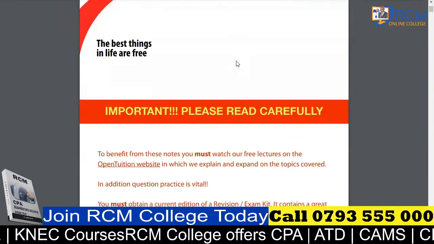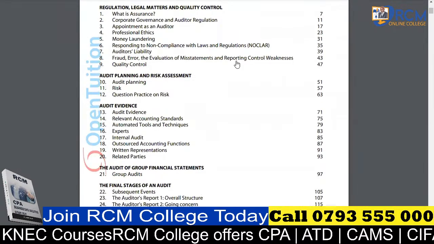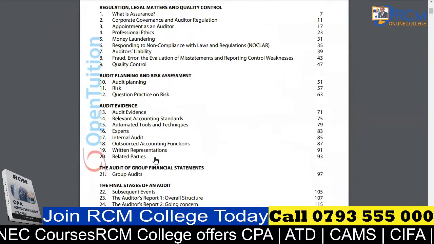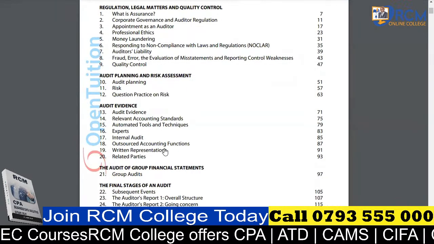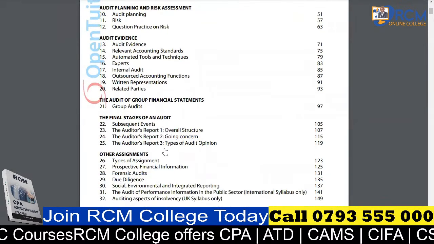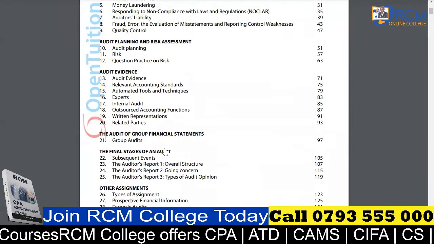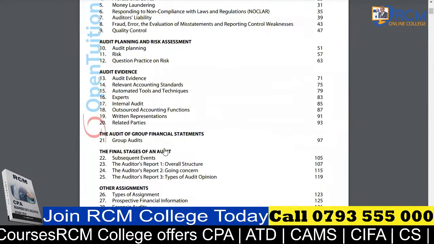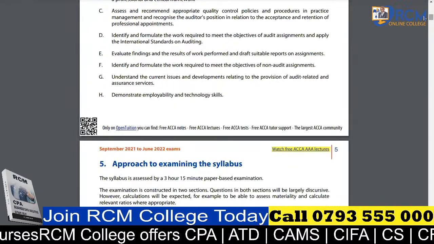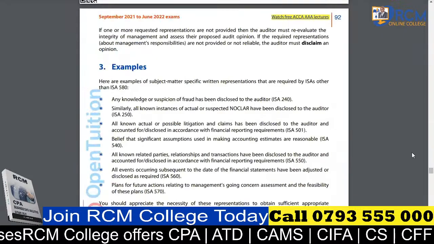Now, ladies and gentlemen, I would want us to tackle a few areas here. We shall look at going concern, related parties, written representations, and subsequent events. Subsequent events are very important for me. Let's start with related parties, page number 93. You have this book already. Page number 93, related parties.